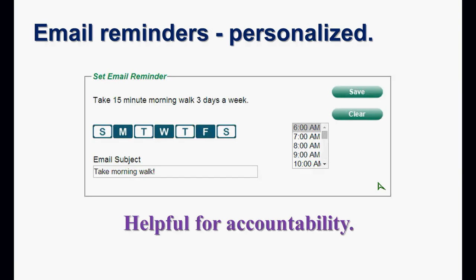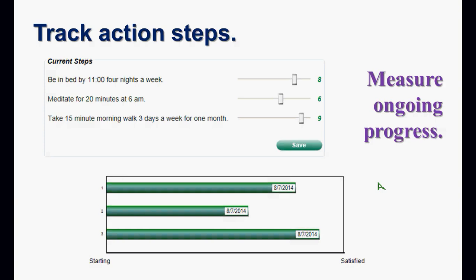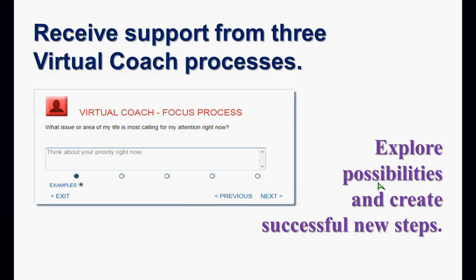And with the action steps that are created, you create email reminders for accountability with the days of the week, time of the day, and also a subject line. They're able to track their action steps on a regular basis, as many times as they want. They could come in 3 times a day if they wanted to. On a scale of 0 to 10, they look at their satisfaction with how they're doing with each of their action steps, with the idea of getting to a 10 where they've fully integrated that step into their life, so now that becomes a success.